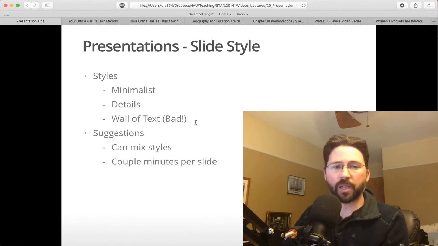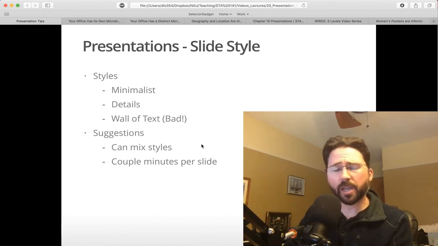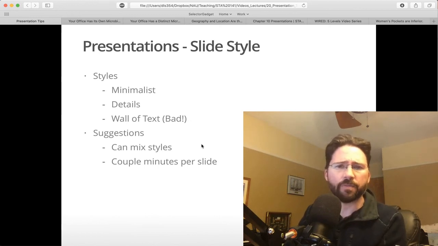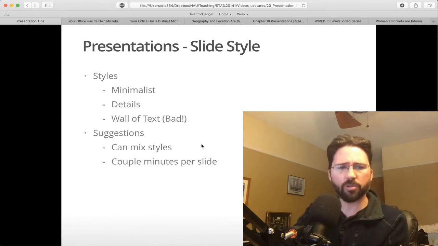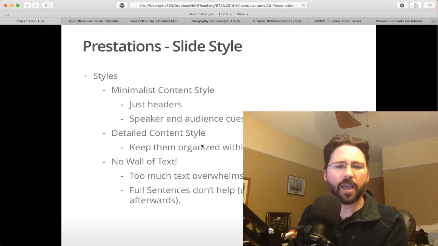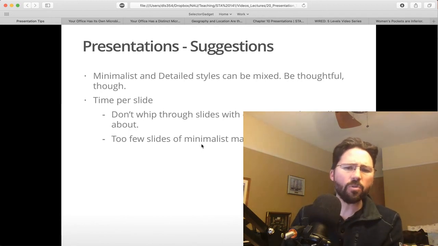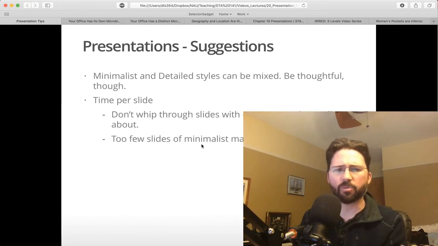All right, next, you can mix up your style types. It's okay to have a few slides that are minimalist that introduce an idea you might talk about, and then a couple of slides that have a little bit more information. That's fine. But you should probably aim towards just a couple of minutes per slide. If you have a bunch of slides that you just fly through, with a bunch of content on them that you don't talk about, it feels like you're being very rushed and your audience isn't developing a sense of what you're trying to talk about.